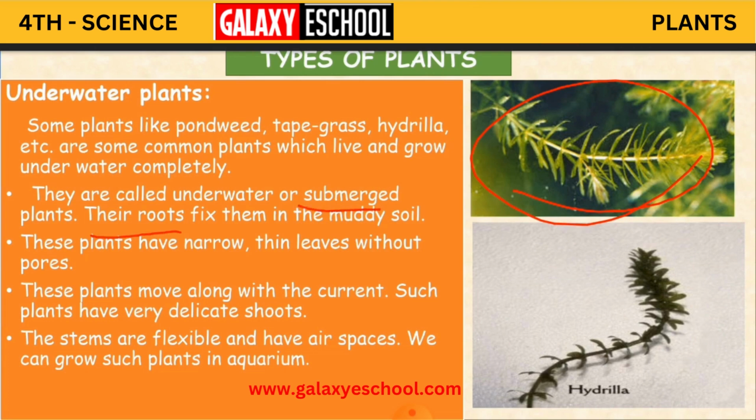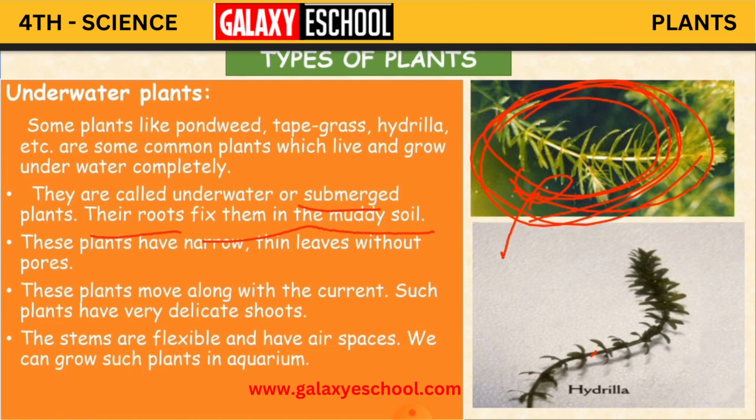Okay, their roots fix them in the muddy soil. Even here, the roots of the plants are fixed in the soil. But the only difference is, for fixed plants like lotus and lily, even though the roots are fixed in the mud, the leaves and the flowers are floating over the surface of the water. But here, with underwater plants, what is happening? Even the roots are fixed in the muddy soil, and the plant is also in the water. It is not above the water. That is why we call them underwater plants.